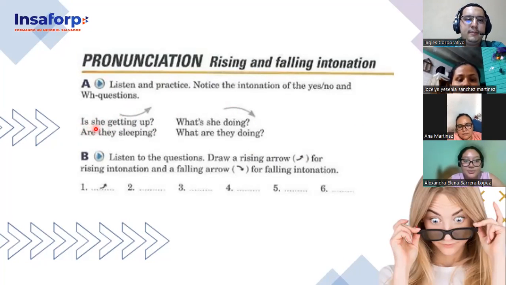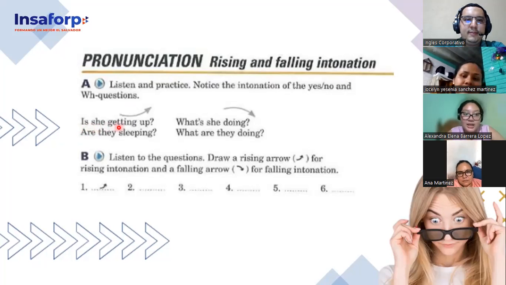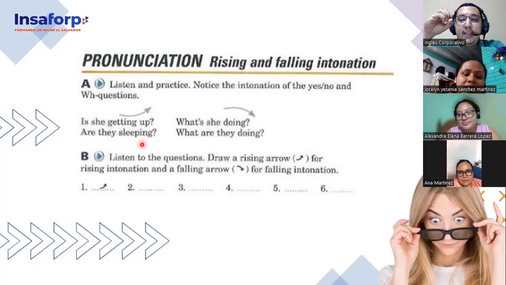Repeat the following sentences that we have here. What about the first one? Okay. Is she getting up? Mm-hmm. Here we go. What about this one? Are they sleeping? Sleeping. You see how the force of the voice even increases. That's why we call it rising. Sleeping.